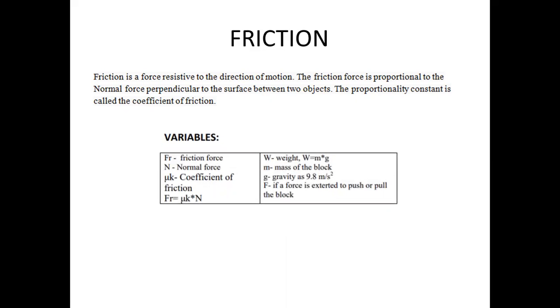Now we have the following variables. Fr is represented as friction force, or we have Fs or Fk. Fs is for static friction, and Fk is the kinetic friction. We have N as the normal force and mu k as the coefficient of friction. Now we have the formula for Fr, frictional force.